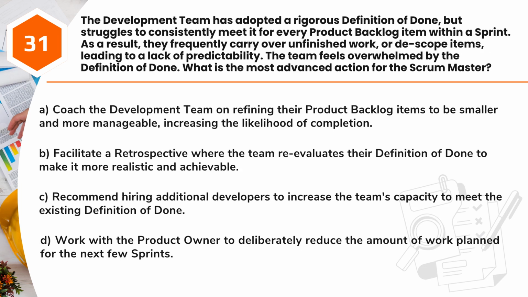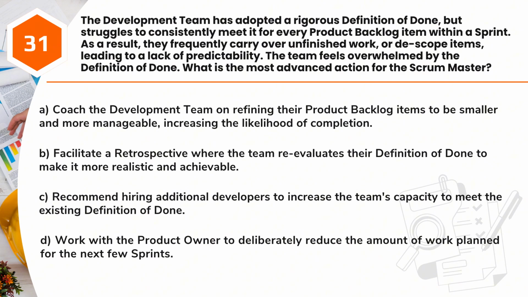Question 31. The development team has adopted a rigorous definition of done, but struggles to consistently meet it for every product backlog item within a sprint. As a result, they frequently carry over unfinished work, or de-scope items, leading to a lack of predictability. The team feels overwhelmed by the definition of done. What is the most advanced action for the Scrum Master?